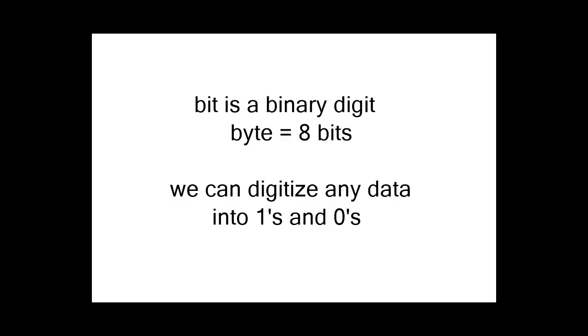If you take 8 bits and put them together, you get 1 byte. And from that, we can digitize any form of data into ones and zeros. Not just numbers, which is what we've been working with, but text or pictures or movies or music. It's really pretty amazing. So let me leave you with one example.